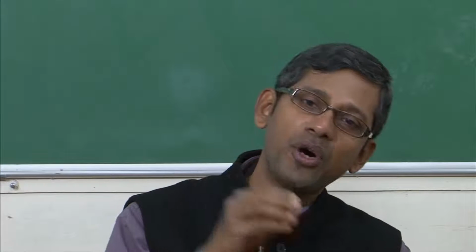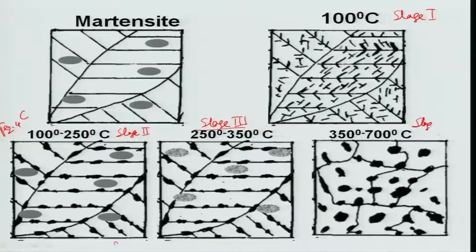So, you have already formed epsilon carbide in stage 2, and then in stage 3 whatever remaining austenite is retained is transformed into the alpha iron or the pearlite depending on the carbon concentration in austenite. Now, stage 4, which happens at higher temperature, it can go from 350 to 700 degrees Celsius, is optional, and is normally not done for all the martensite steel samples.